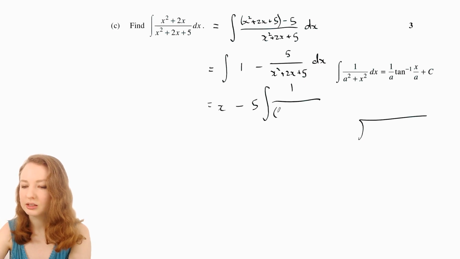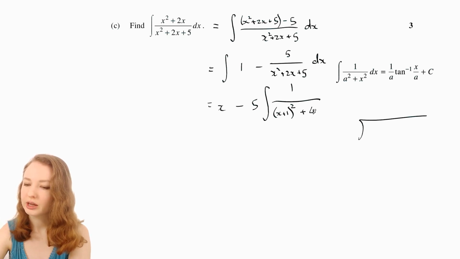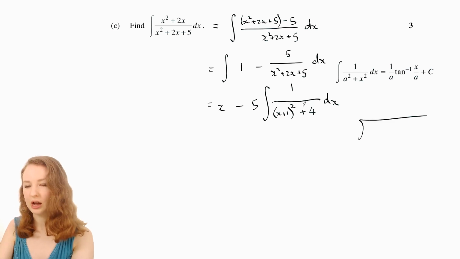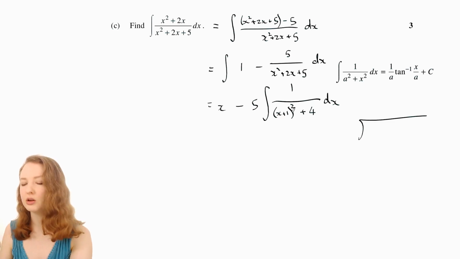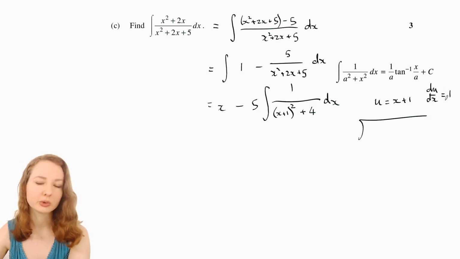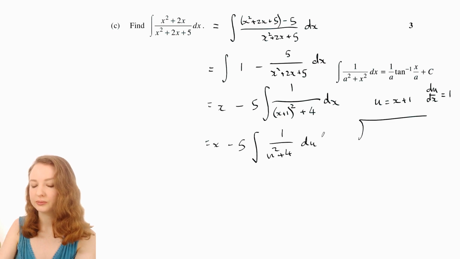Minus 5 integral of 1 on, now this is x plus 1 squared. That would make x squared plus 2x plus 1. So I have to add 4 to that to make it into that. Okay, now if you're confused about how to integrate that with the x plus 1 in there, you could do a u substitution. You could say let u equals x plus 1, and then du by dx will just be 1, so du equals dx. So you can say that that's x minus 5 integral 1 on u squared plus 4 du.